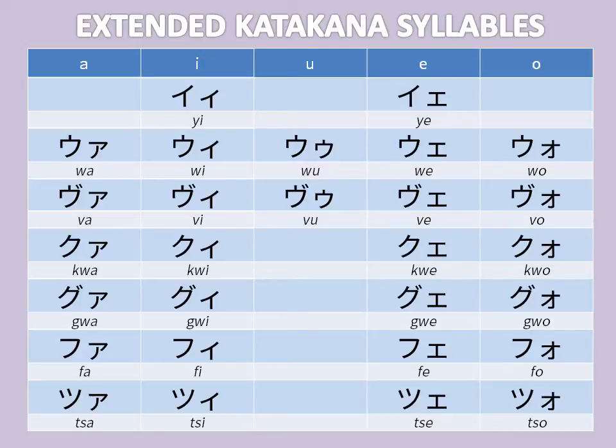Then we have fu with a small a, which converts it to fa. Then fu and small e, fi. Fu and small a, fe. Fu and small o, fo. And next we have tsu with small a, tsa. Tsu with small e, tsi. Tsu with small a, tse. Tsu with small o, tso.